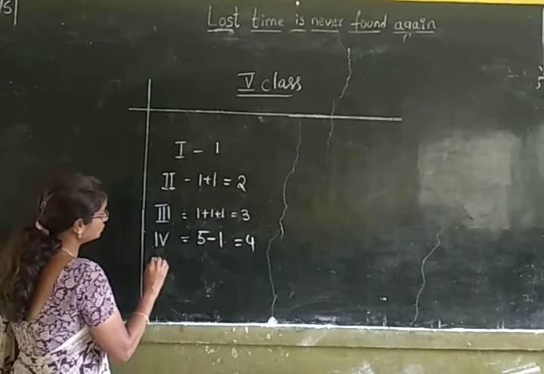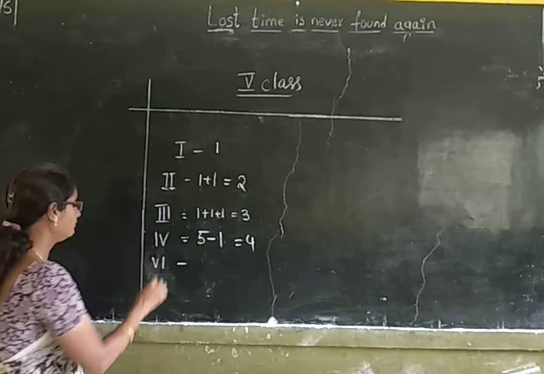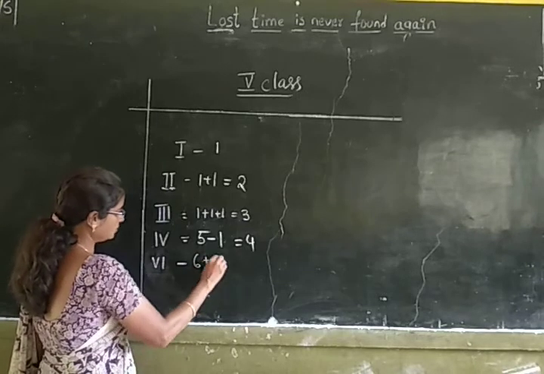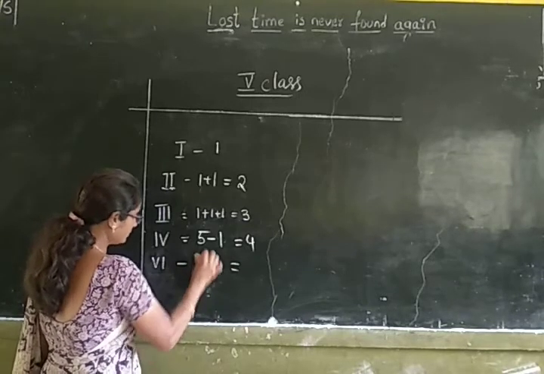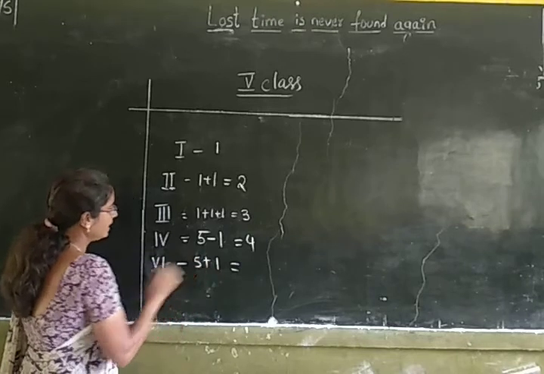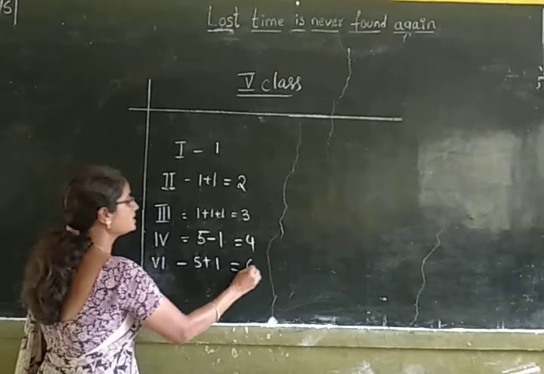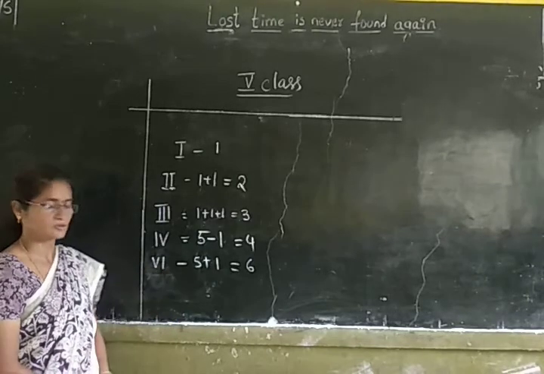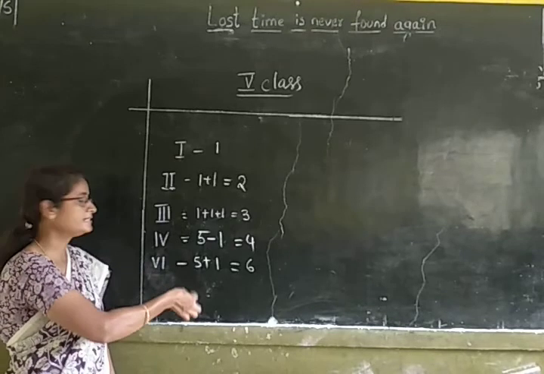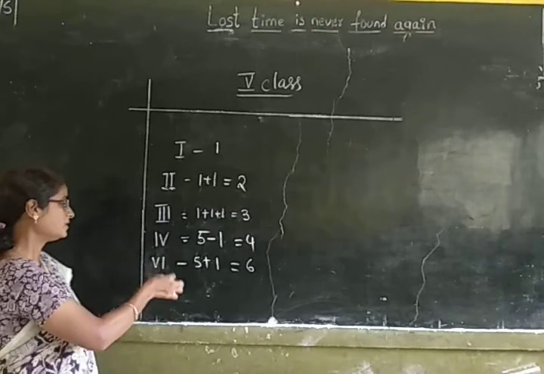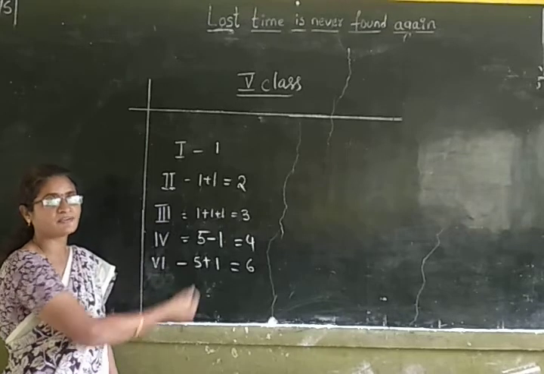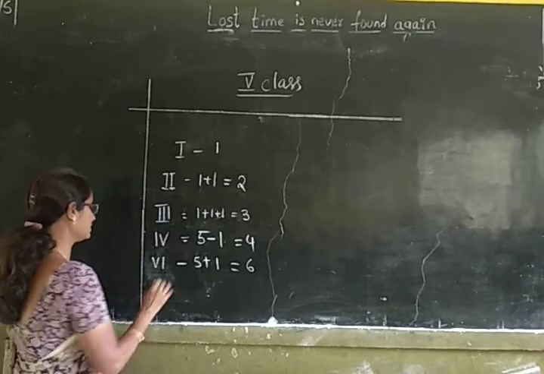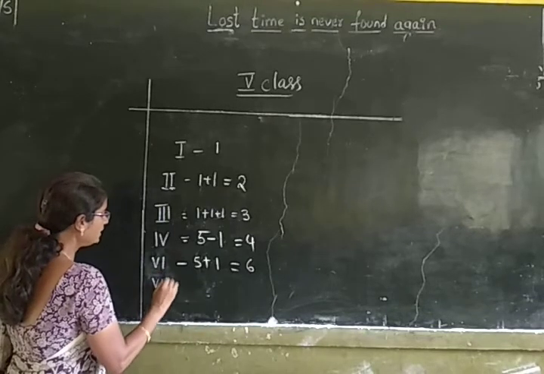Now the next one is VI. V means 5, sorry. V means 5. I means how much? 1. 5 plus 1 is 6. Here V is a bigger Roman numeral and I is a smaller Roman numeral. Now I is to the right side of the bigger Roman numeral. When there is a smaller Roman numeral to the right side of a bigger Roman numeral, what you have to do? You have to do addition. So it is 6.